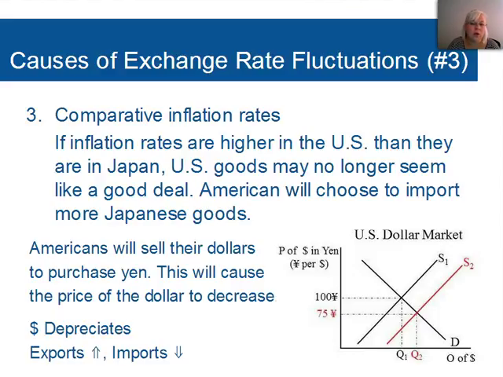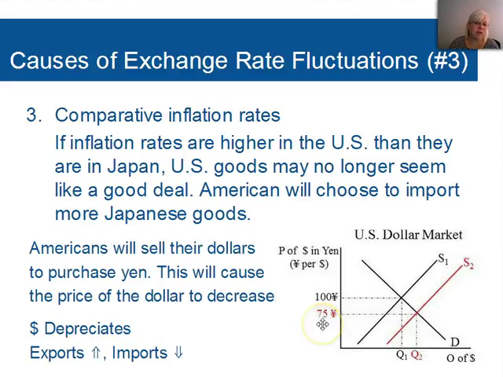This again will increase the supply of U.S. dollars in the foreign currency market. Like explained before, this will cause the price of the dollar to decrease. Exports will increase because American goods cost less for the Japanese to buy. Now that they're only paying 75 yen to get our dollar, they pay less of their yen to purchase our American goods. Conversely, imports will decrease over time as the Japanese products become more expensive.